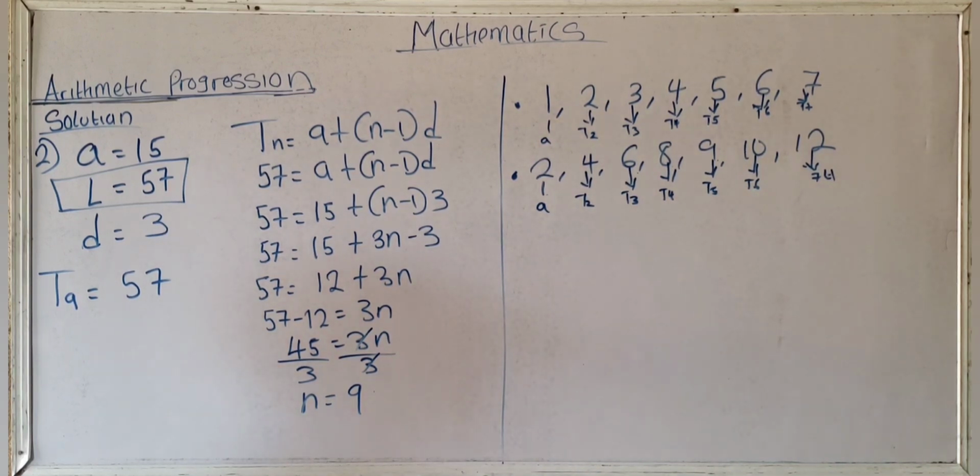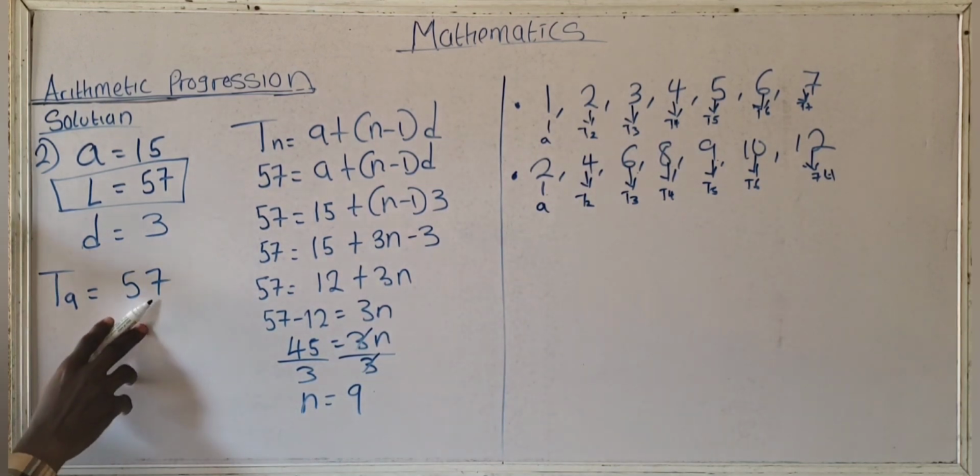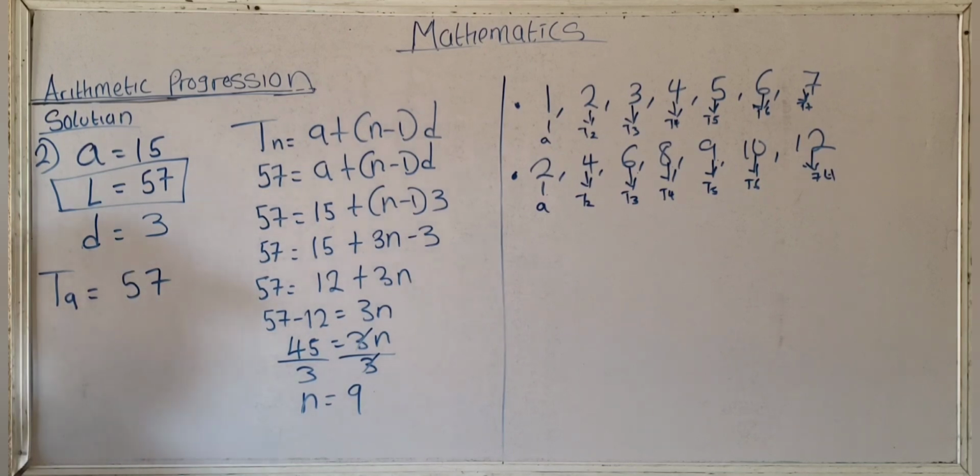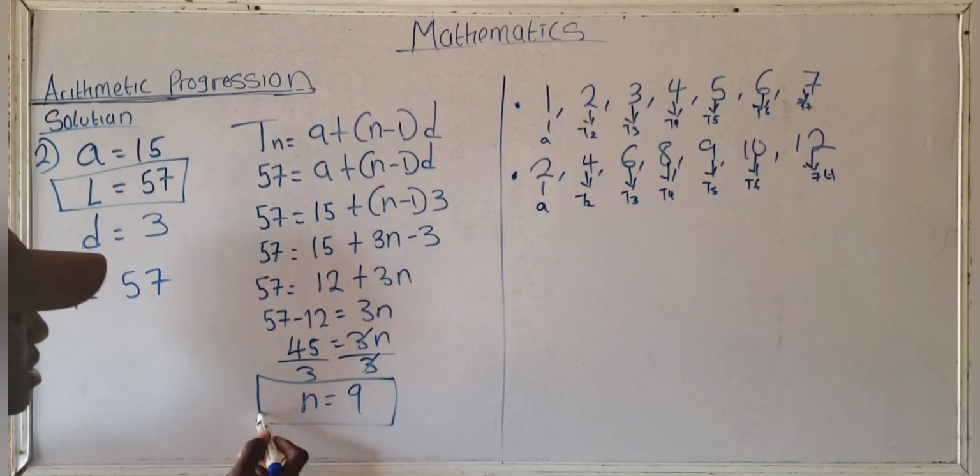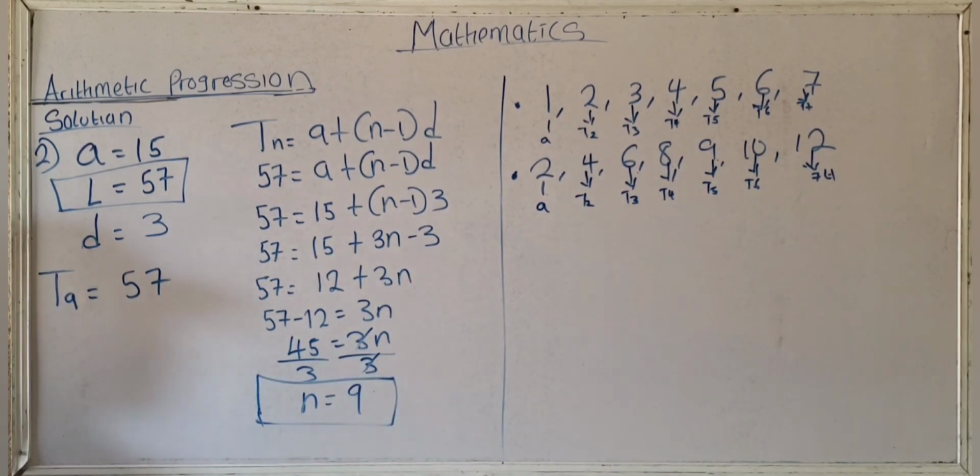You understand? The total number of terms that is present in the sequence is 9. But the ninth term of that sequence is what? 57. Okay? So the solution to that question is 9. That is the total number of terms that is present in the sequence.